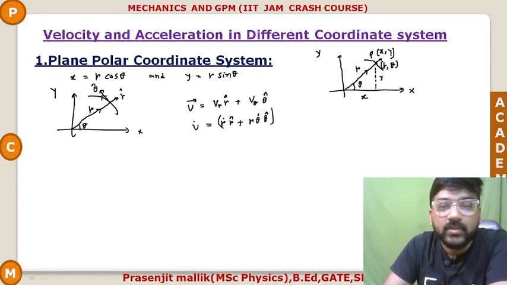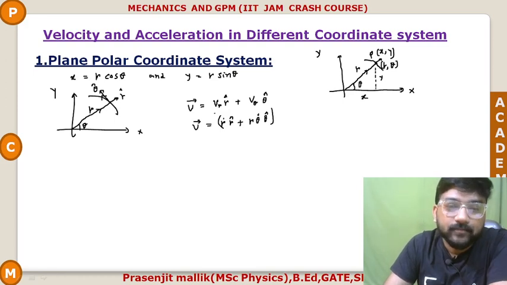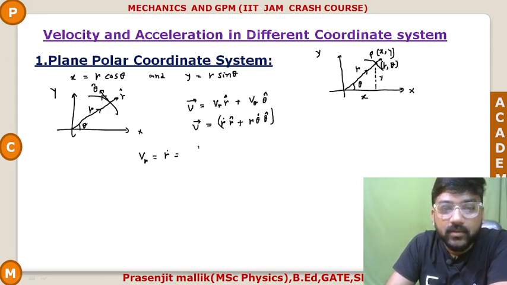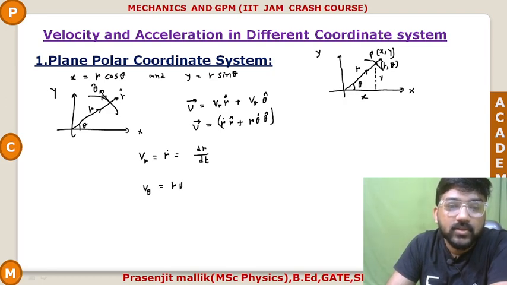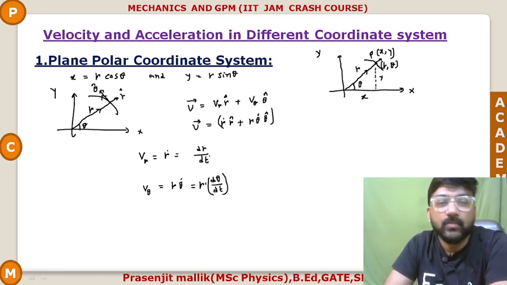So please remember this result. The radial component v r is simply r dot, that means dr by dt. And the transverse component v theta is r theta dot, that is r into d theta by dt, and theta dot is sometimes called omega, the angular velocity. So you should remember these 2 components.